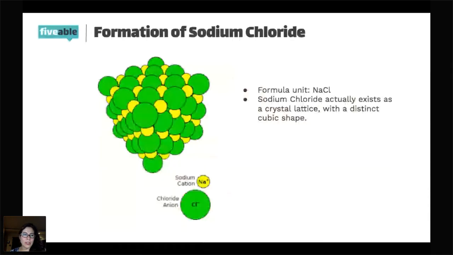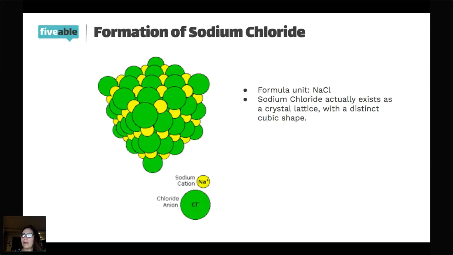So one thing to consider for ionic compounds is that the formula unit of sodium chloride is only telling us the ratio in which sodium bonds to chloride, but it actually forms a crystal lattice where you can have millions of sodium to millions of chlorides. And the unit 1-to-1 forms a distinct crystal lattice. In this case, it's a cubic shape because the ratio is 1-to-1.